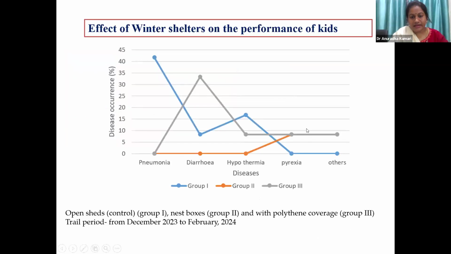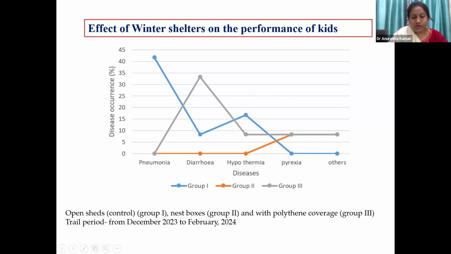This diagram shows the importance of winter management on the performance of kids. We have three categories of kids: one is an open house, second is the group in nest boxes, and one is the polythene cover. As we know, pneumonia and hypothermia are the major causes of death of kids. It is almost nil in the case of group housing in nest boxes and polythene cover. The incidence of pneumonia is around 41% and the incidence of hypothermia around 16% in the case of groups housed in an open housing system.